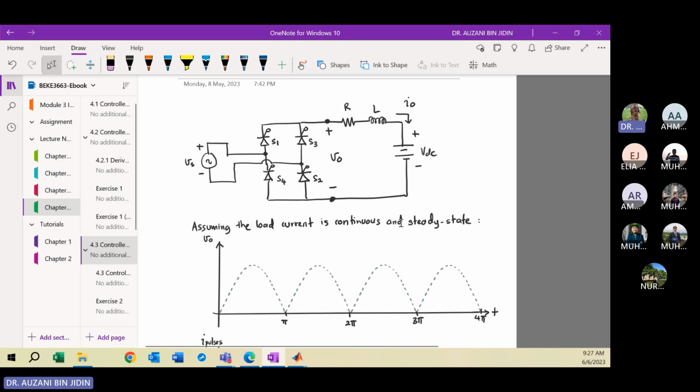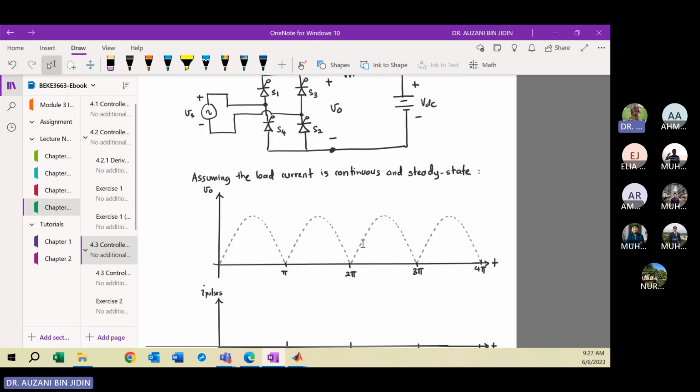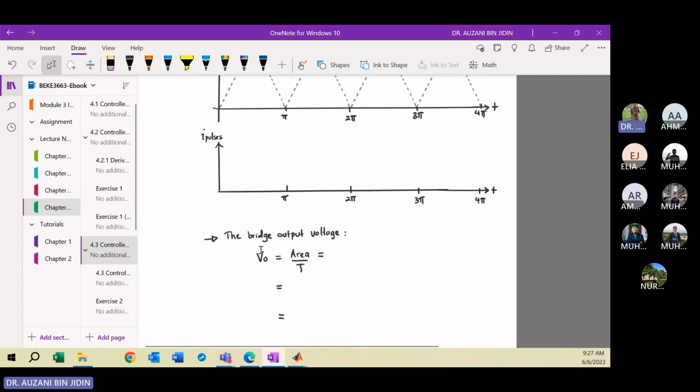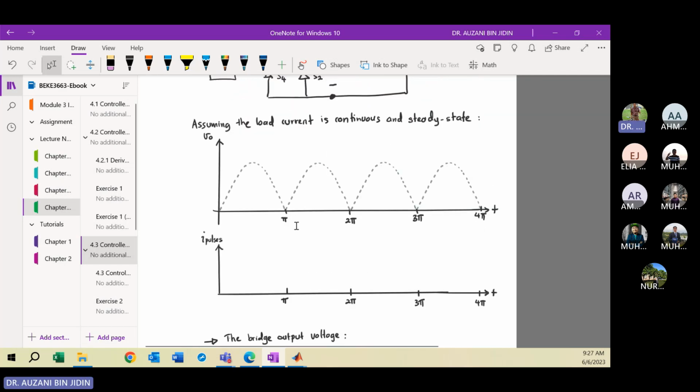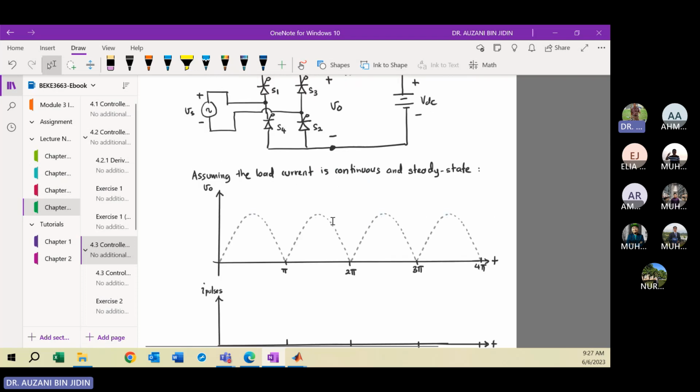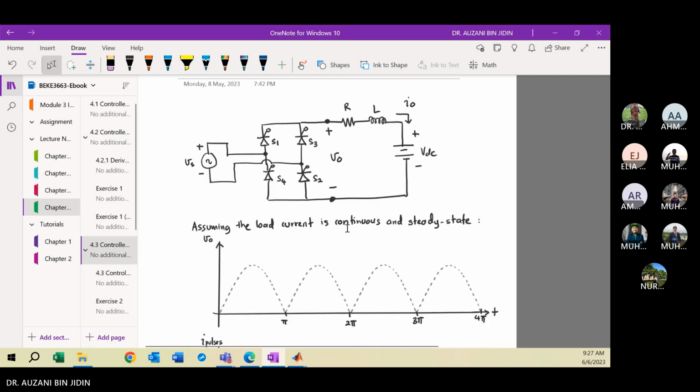Okay, so first let's sketch, because after this we need to derive the average output voltage VO. Before we derive the equation of the output voltage, you must know how to sketch the output voltage VO, because from the wave shape, then we can derive the equation.